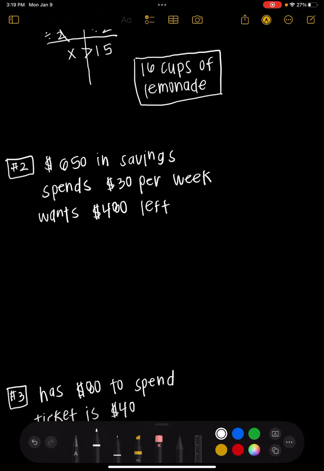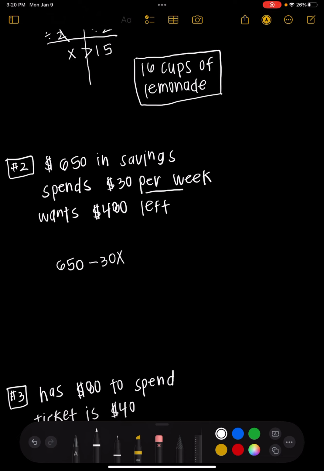So once again, I'm going to look for that "per" word. We know that we're spending $30 per week, which means I'm going to have a 30x somewhere in my equation. Now, in this case, it's going to be a negative 30x because we're spending $30 each week, or we're taking $30 out of our account each week. And then we want to know what we started with. We've started with $650 in our account. We're going to take $30 out of the account each week. So this is the left side of my equation.